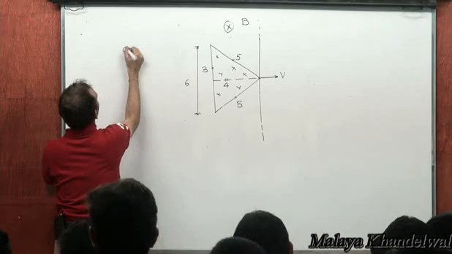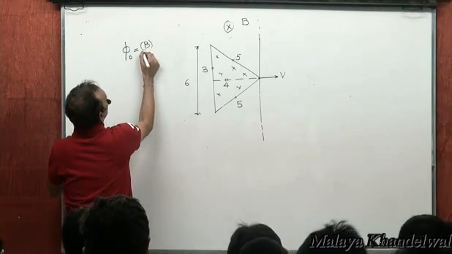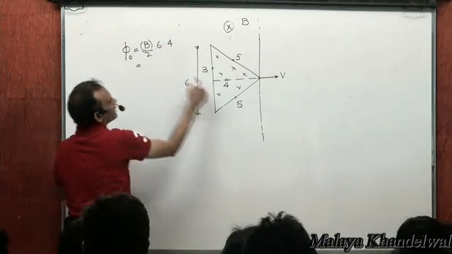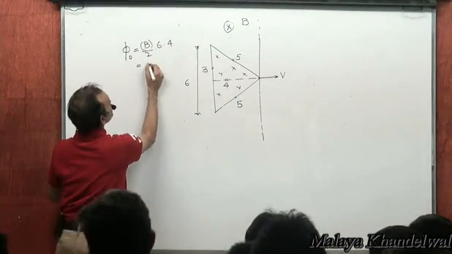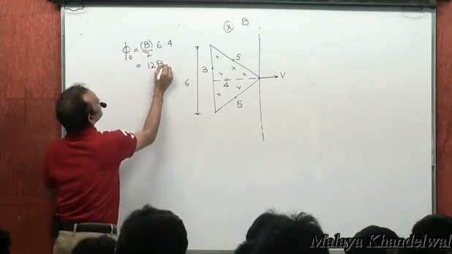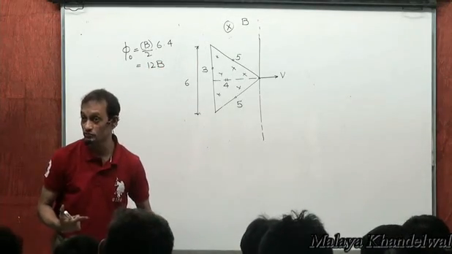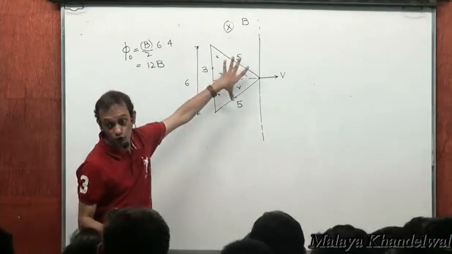What's the initial flux at time t equal to 0? B into half of 6 into 4. The area of this loop is half of 6 into 4, so it's 12B Webers, the flux associated with the loop at time t equal to 0. That's the flux going into the plane of the board through this loop.